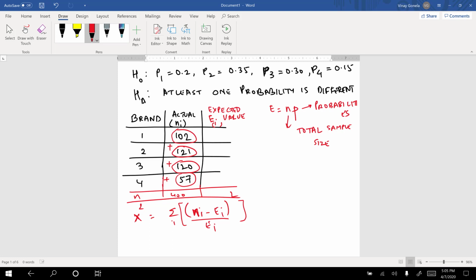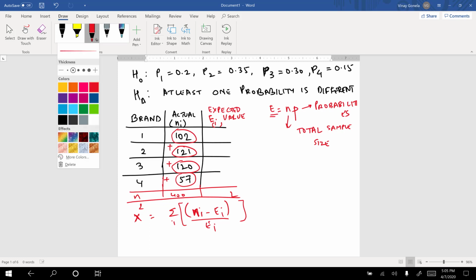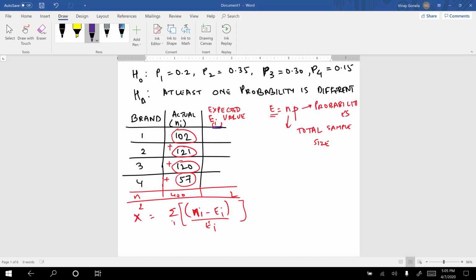So for EI for the first one, what would be the expected value? That is what I'm calculating now. I will use a different color. The expected value for the first brand should be NP1. So that would be N is 400 multiplied by P1 is 0.2, which is going to give me 80.